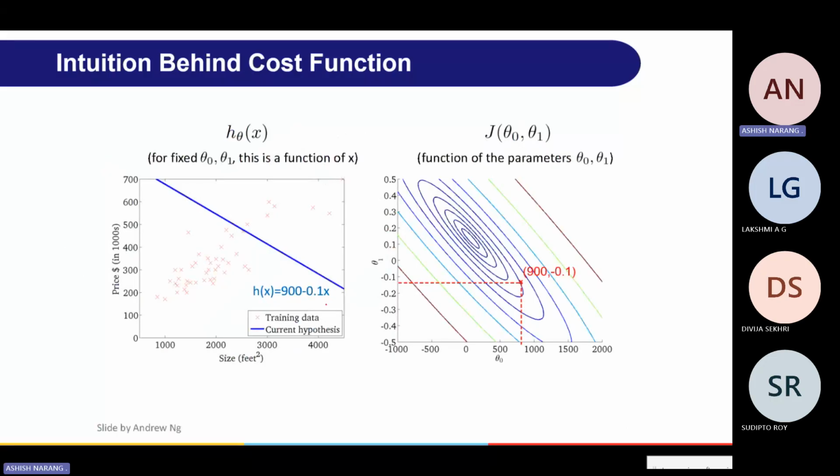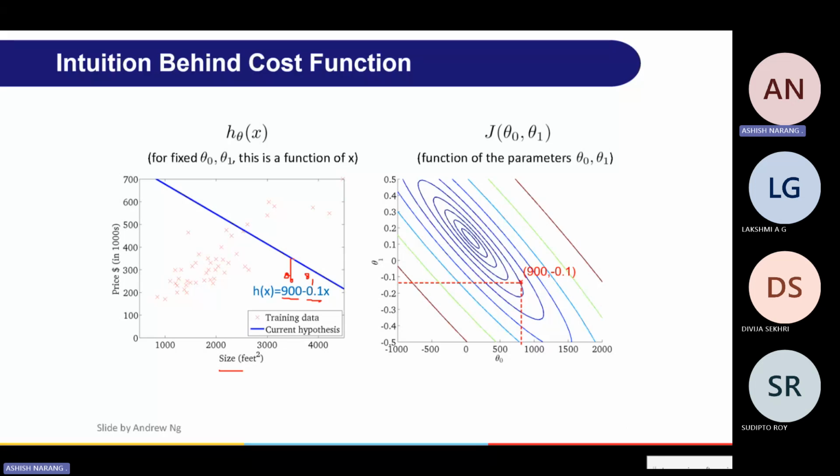Now look at this particular graph. This is the price, this is the size, as I mentioned in my earlier example, right? Now what you've done is you said, okay, I'll go ahead with this line, and you have chosen these random weights 900 and 0.1, and you said, okay, this is my theta 0 and this is my theta 1, and now how will the gradient descent algorithm work, right?